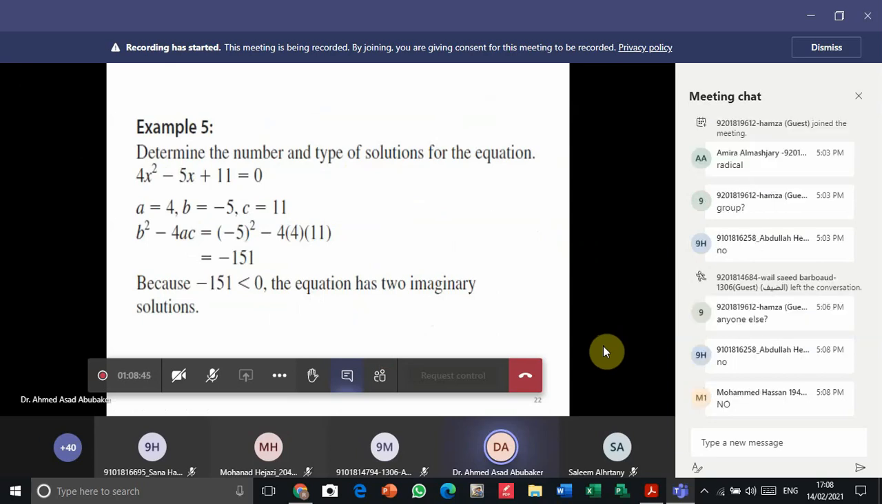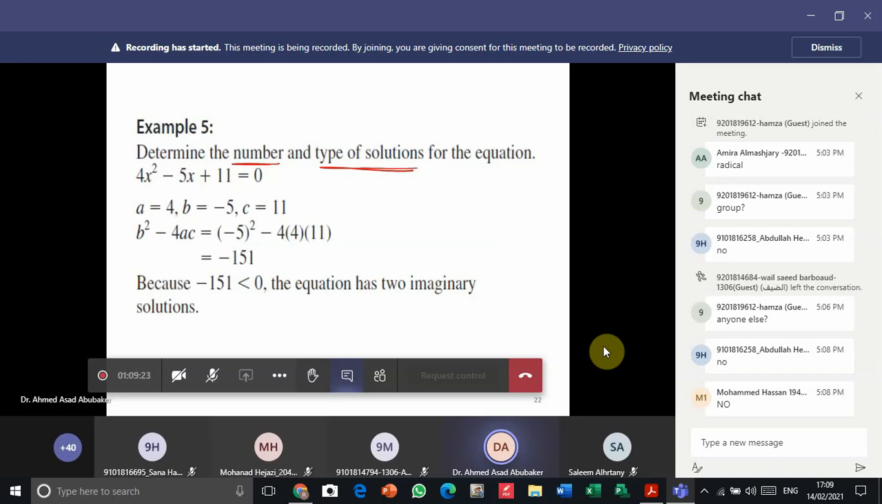Okay, example number 5. Determine the number and type of solution for the equation. Here we need to determine the number and type of solution. Type of solution: real solution, complex solution, these are the two types. But for the number of solutions, we have two solutions or one solution: two real solutions, or one real solution, or two complex solutions.